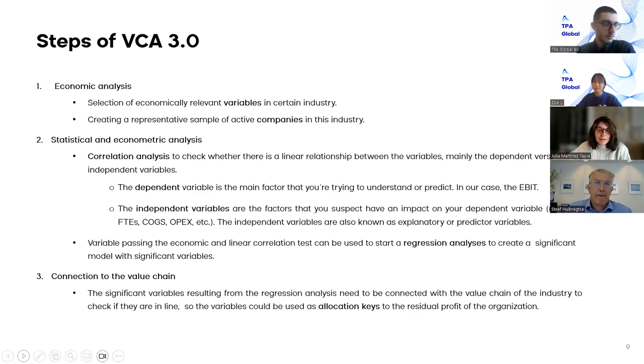The steps could be resumed in three steps. First one is the economic analysis. Firstly, to perform a VCA 3.0 analysis, we begin with selecting the economically relevant variables in an industry, and then creating a representative sample of companies in this industry. That could be the first step.